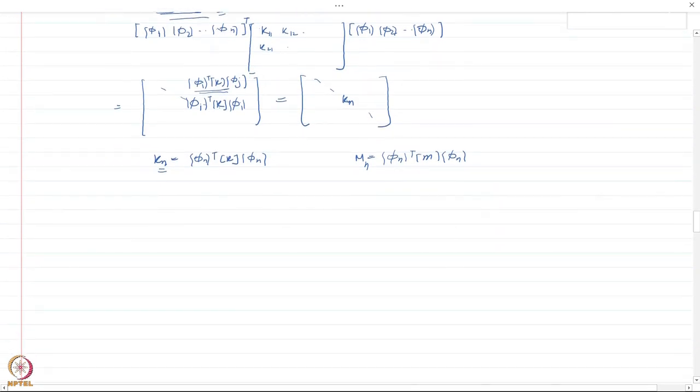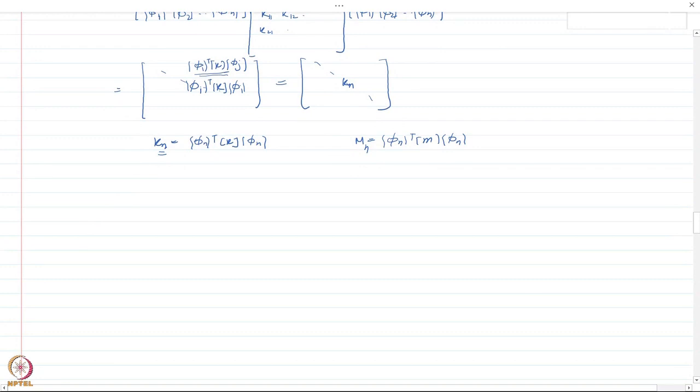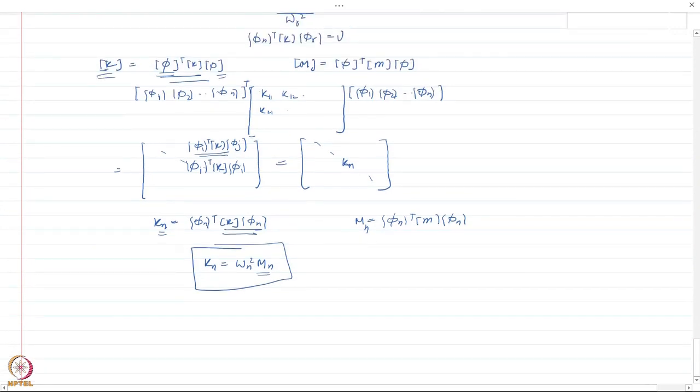Okay, so kn is now known to me, so the nth elements of these diagonal matrices are now known to me, and they are again related by the same expression, kn is equal to omega n square mn, which you could easily obtain if you just substitute k phi n is equal to omega n square times mass times phi n, and then combine the terms and write it as mn. So the diagonal terms of these matrices k and m are related using this equation right here.